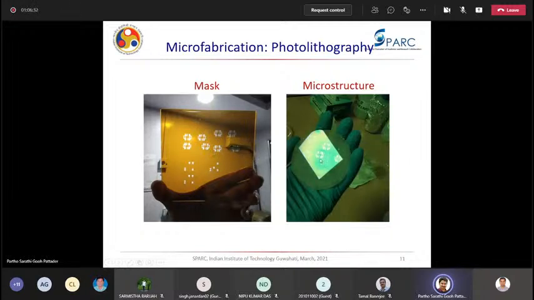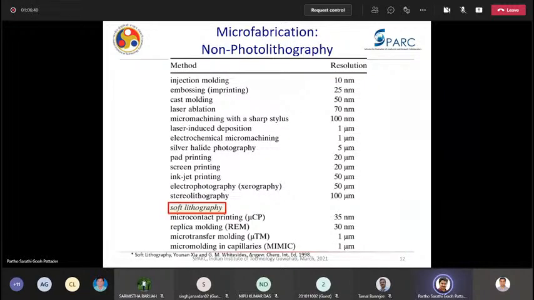So in this lecture, now I'm going to focus on a non-photolithographic method for microfabrication, that is called soft lithography mainly.